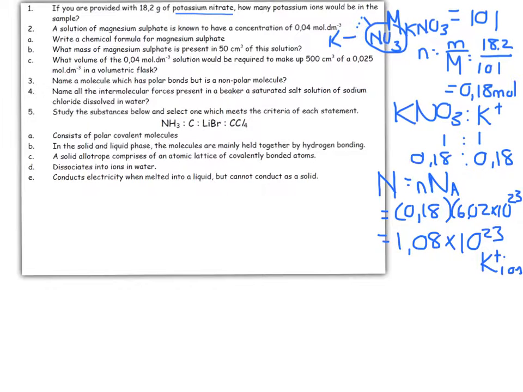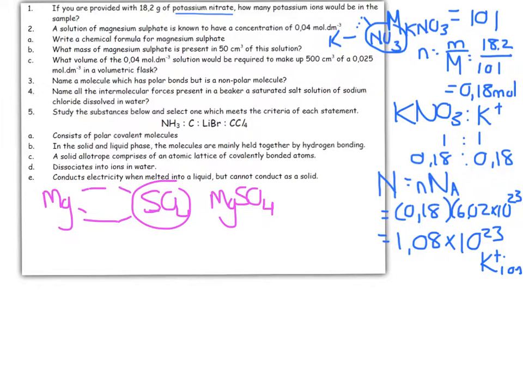Next one, a solution of magnesium sulfate is known to have a concentration of what is given there. Write a chemical formula first for magnesium sulfate. Magnesium has a valency of 2. Sulfate has a valency of 2. So it becomes MgSO4.